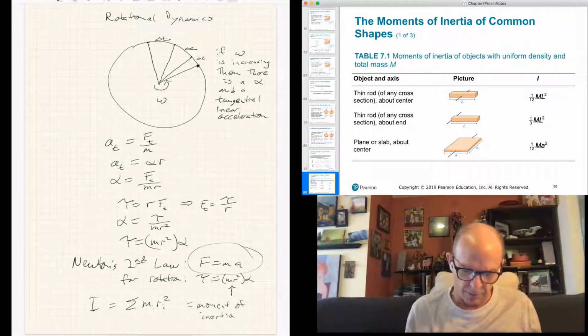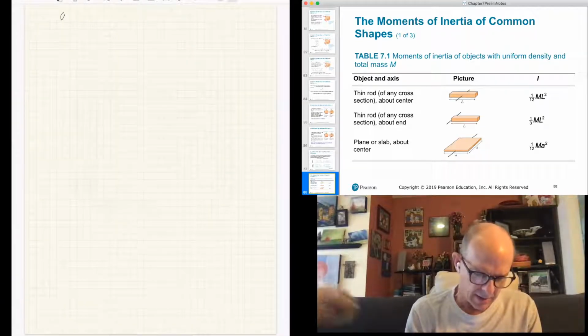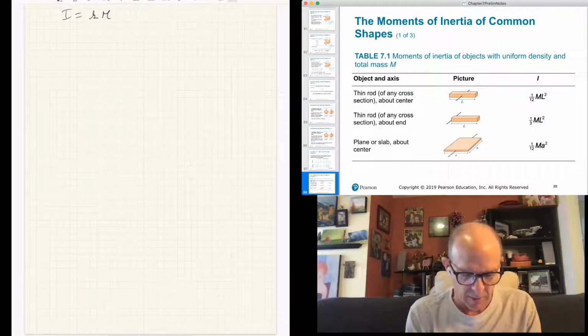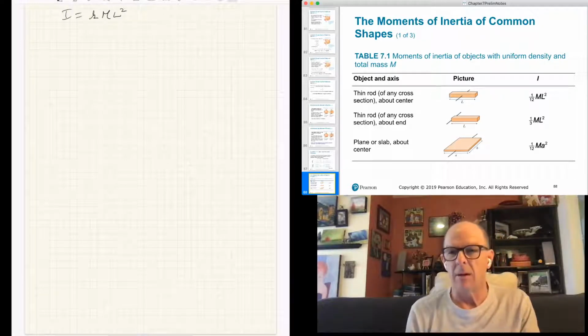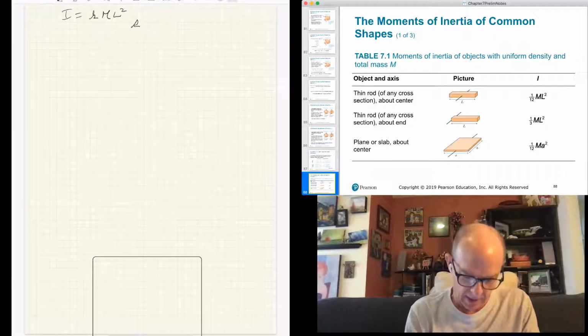So in general, we're going to say that I is some factor k times m times some length scale L squared for the object.